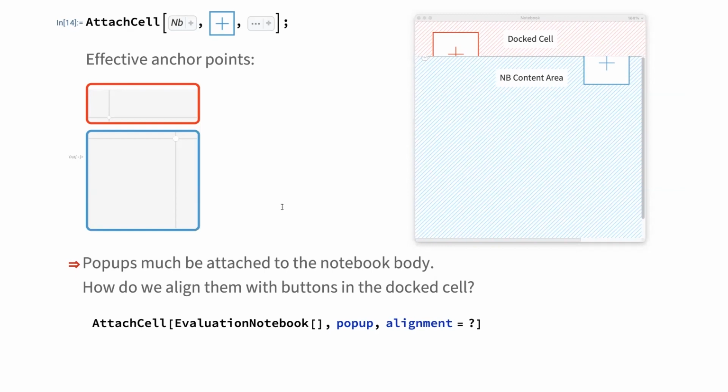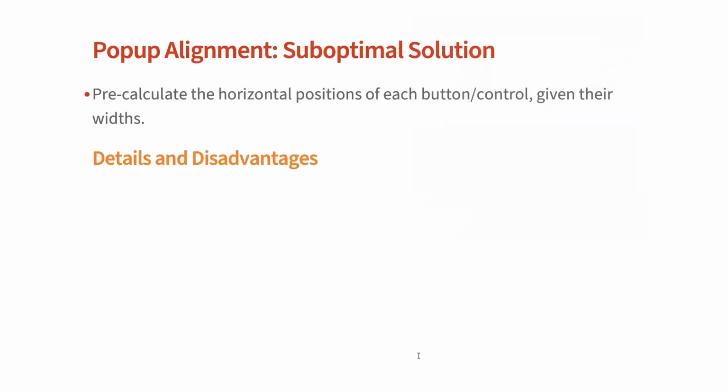So what this means is that these attached cell pop-ups must be attached to the notebook body so that they're visible. But then you've kind of lost your alignment point, right? So this pop-up gets attached to your evaluation notebook, but then how do you align it with the button that it's meant to be spawning from? Okay, so again, there's a more straightforward, but perhaps suboptimal solution, which is, well, if you knew all the item widths, you could just pre-calculate everything. So you could pre-calculate all the horizontal positions of each control.